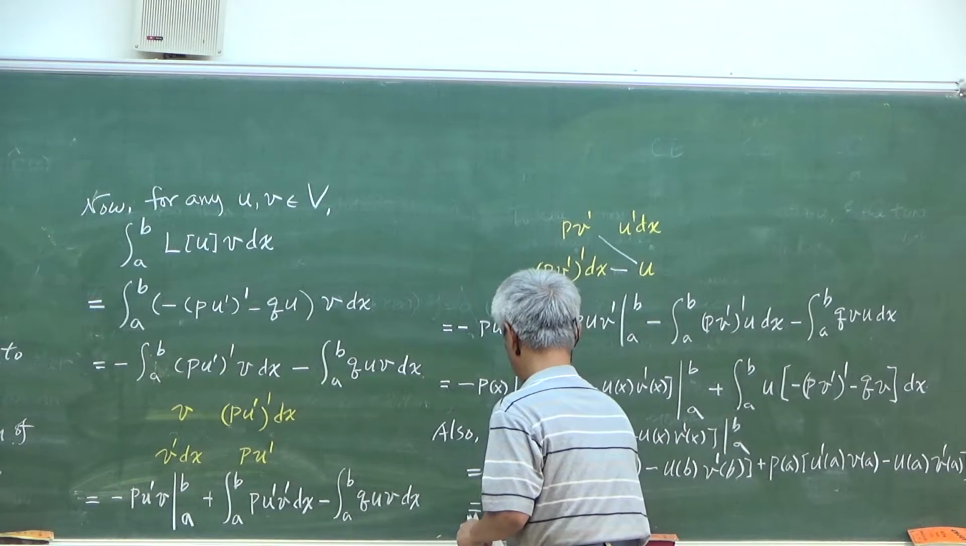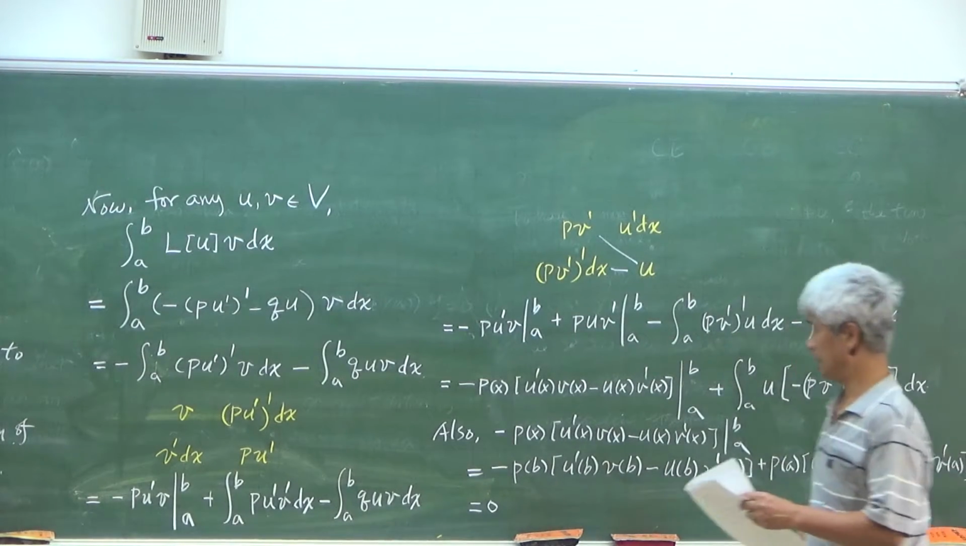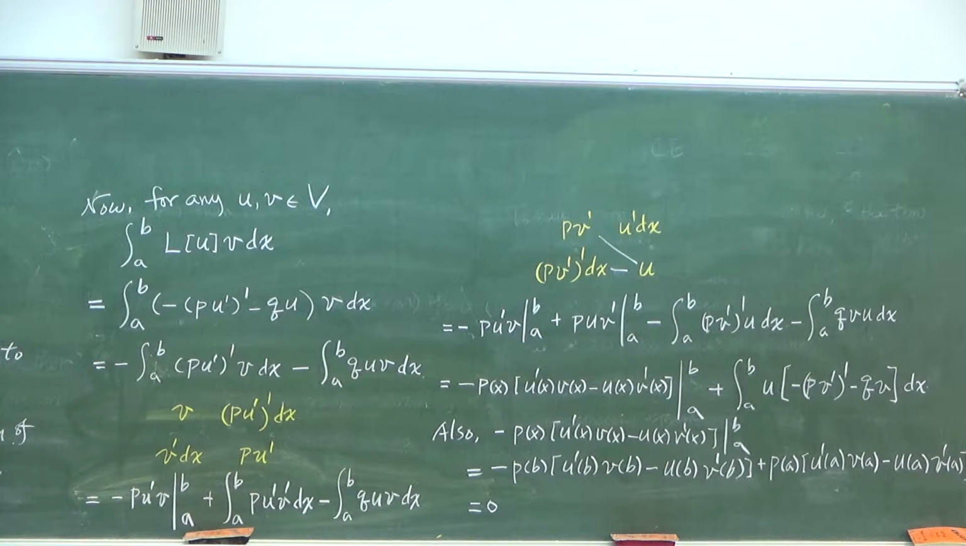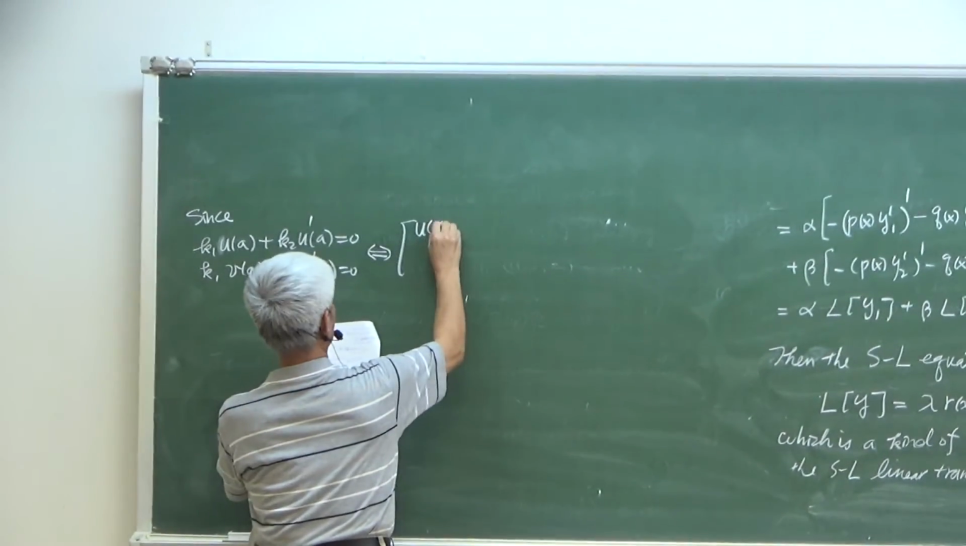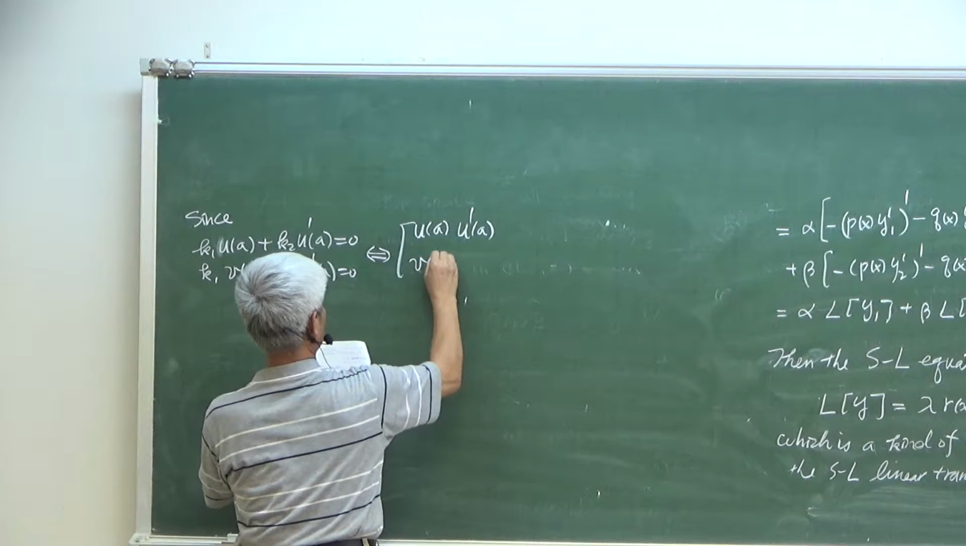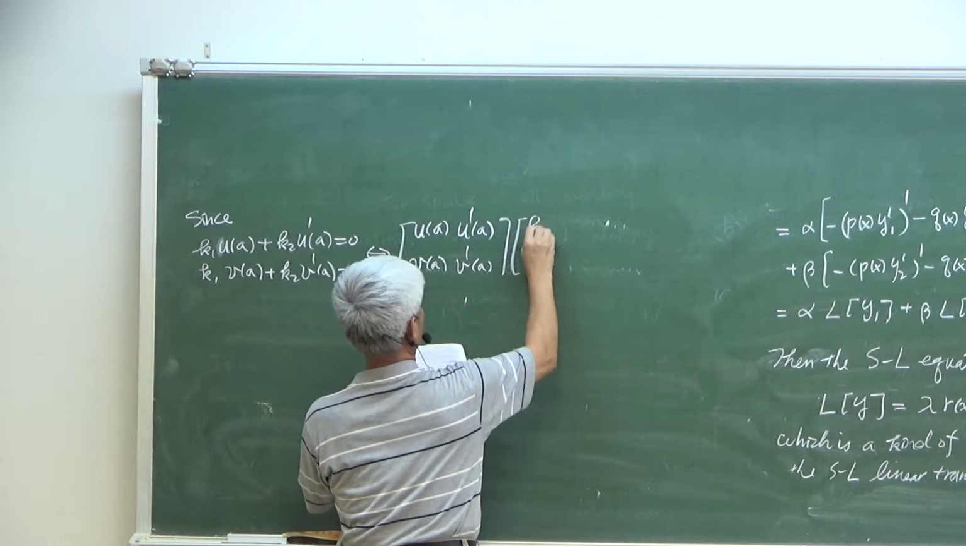This is equal to 0. Since K1 U A plus K2 U prime A equal to 0, K1 V A plus K2 V prime A equal to 0, means that the matrix with entries U A, U prime A, V A, V prime A, times K1, K2 equals 0.